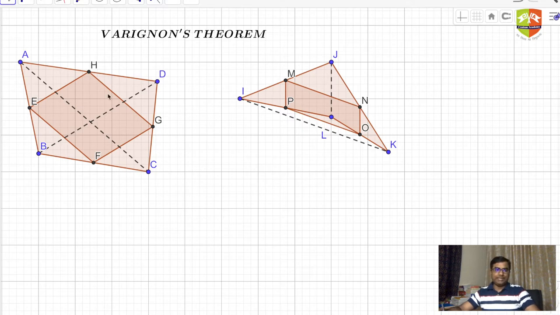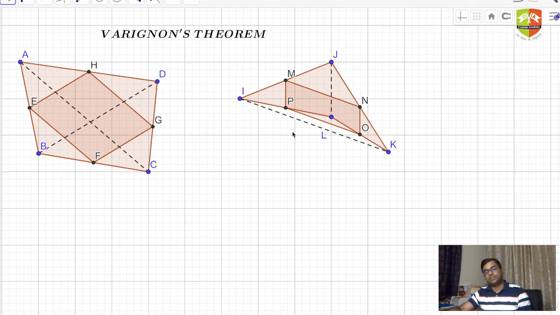The second point is the area of the parallelogram so formed, in this case EFGH and in this case MNOP. The areas of these two parallelograms are going to be half of the original quadrangle. That means the area of EFGH is half of ABCD, and the area of MNOP is half of IJKL. Both of them are parallelograms. Midpoints of the sides joined together will give you a parallelogram, whether the quadrangle is concave or convex.